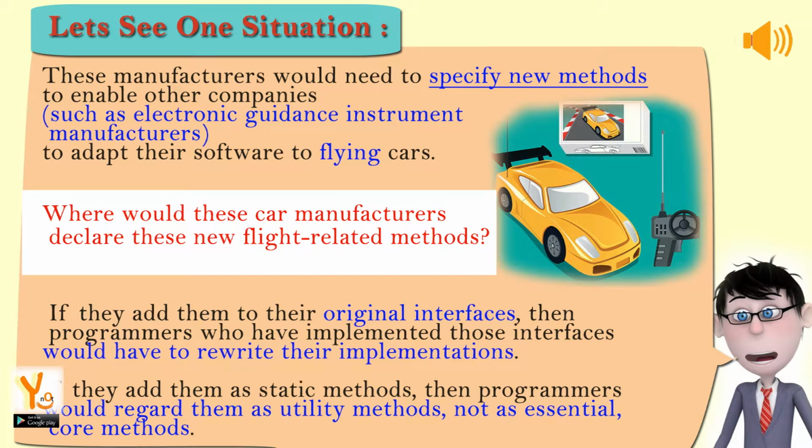These manufacturers would need to specify new methods to enable other companies, such as electronic guidance instrument manufacturers, to adapt their software to flying cars. Where would these car manufacturers declare these new flight-related methods? If they add them to their original interfaces, then programmers who have implemented those interfaces would have to rewrite their implementations.